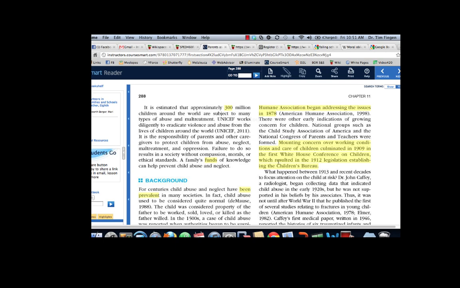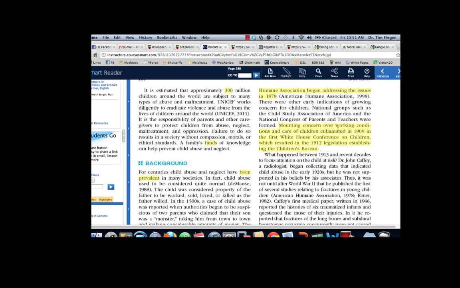American Humane Association. And then mounting concerns over the working conditions and care of children accumulated in 1909. The first White House Conference on Children resulted in 1912 legislation.